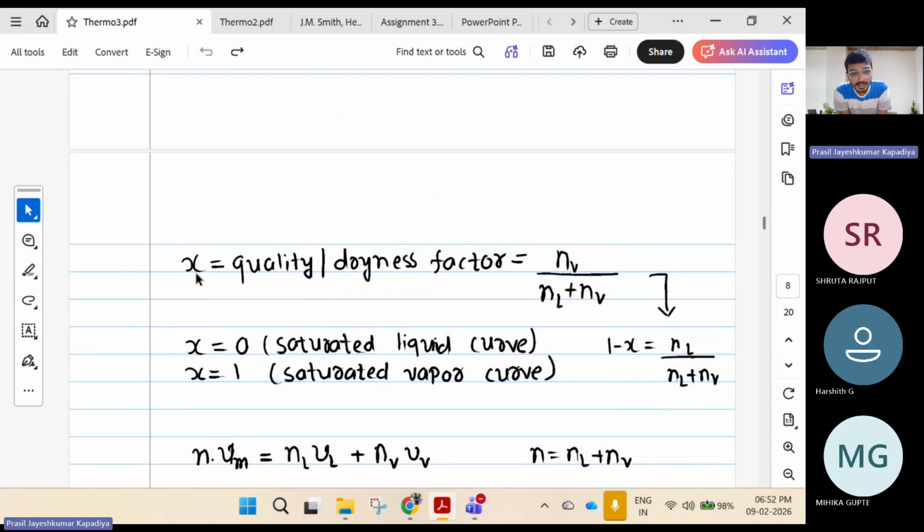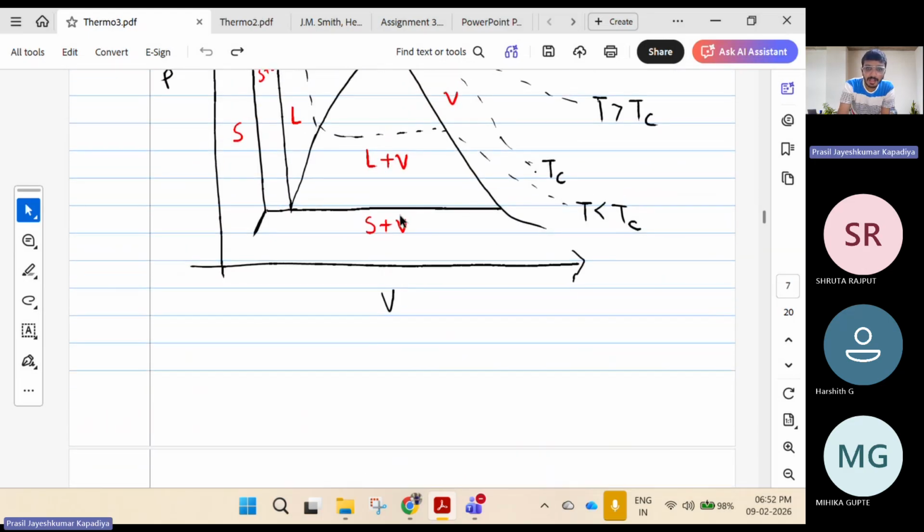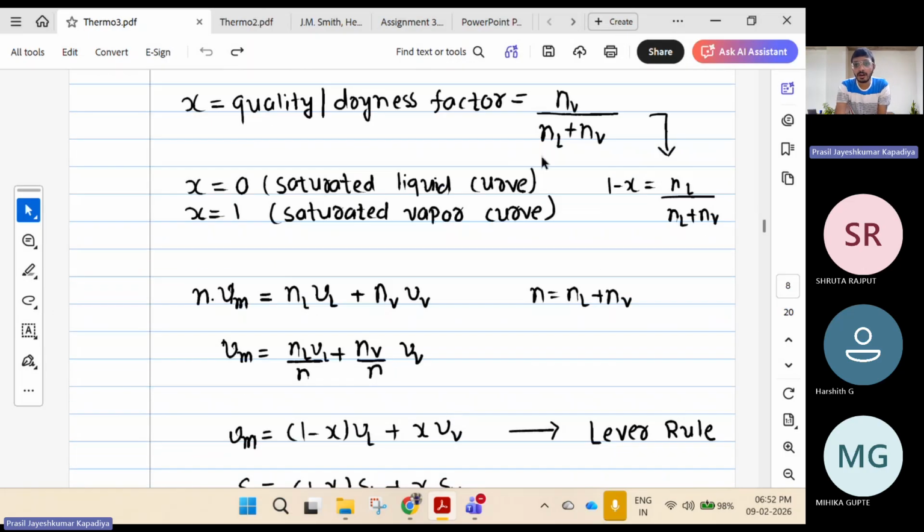So we define X, which is called quality or dryness factor. What does dryness factor mean? It is the ratio of moles of vapor divided by moles of liquid plus moles of vapor in this particular region. Let's say I am on this side. What does it mean? Here the liquid phase is more. If I'm on this side, I'm more on the vapor side, and when I just cross it, my whole component will be converted into vapor. So this is more the liquid region, this is more the vapor region. So for dryness factor, X is nothing but NV divided by NL plus NV.